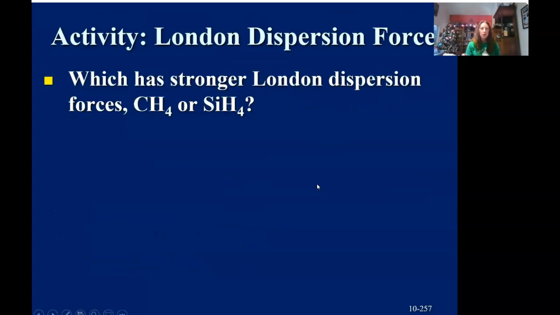When we look at this one, which one has a stronger London dispersion force, CH4 or SiH4? Yeah, SiH4. Okay, my next question. Which one has a higher boiling point, CH4 or SiH4? I'm looking up the boiling point of SiH4 after you decide what your answers are. Waiting for a few more answers here. Yes, SiH4.